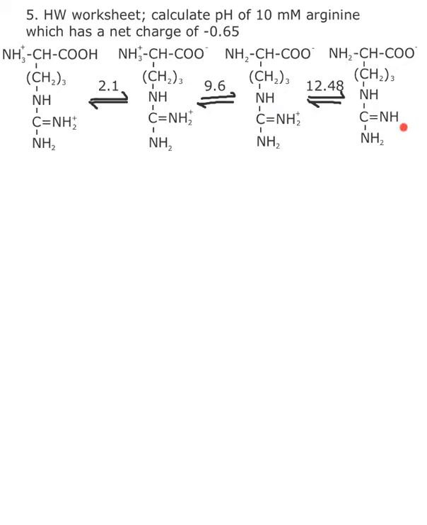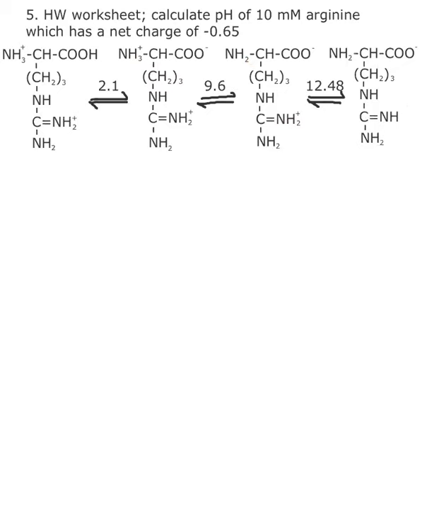And at each step here, once you lose a proton, the charge will be less 1, right? So for example, when you lose the proton from the carboxylic acid, you get the minus charge here. When you lose the proton from the alpha amino group, you lose a charge here. And similarly, when you lose a proton from the side chain, you also lose a charge here.